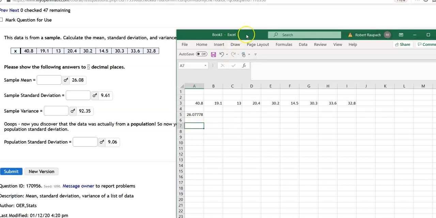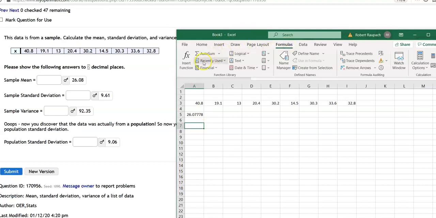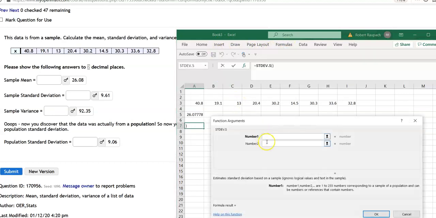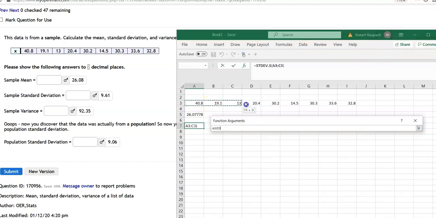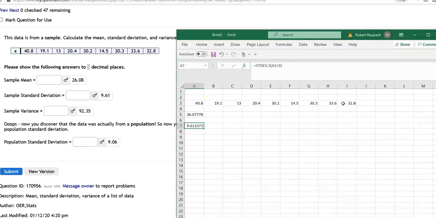All right. The sample standard deviation. Again, we're going to go to formulas, recently used, stdev.s. And if you haven't recently used it, you have to expand it and do it like we did a minute ago. And again, it's just highlight the data. Okay, there's the standard deviation of the sample. And again, rounded to 2 places is 9.61. Now the variance, all the variance is, you can do it on your calculator, is this squared. Okay, the standard deviation squared. So 9.61 squared, or 9.61 times 9.61, if you will, is 92.35. Okay, all you do is take the sample standard deviation and square it.